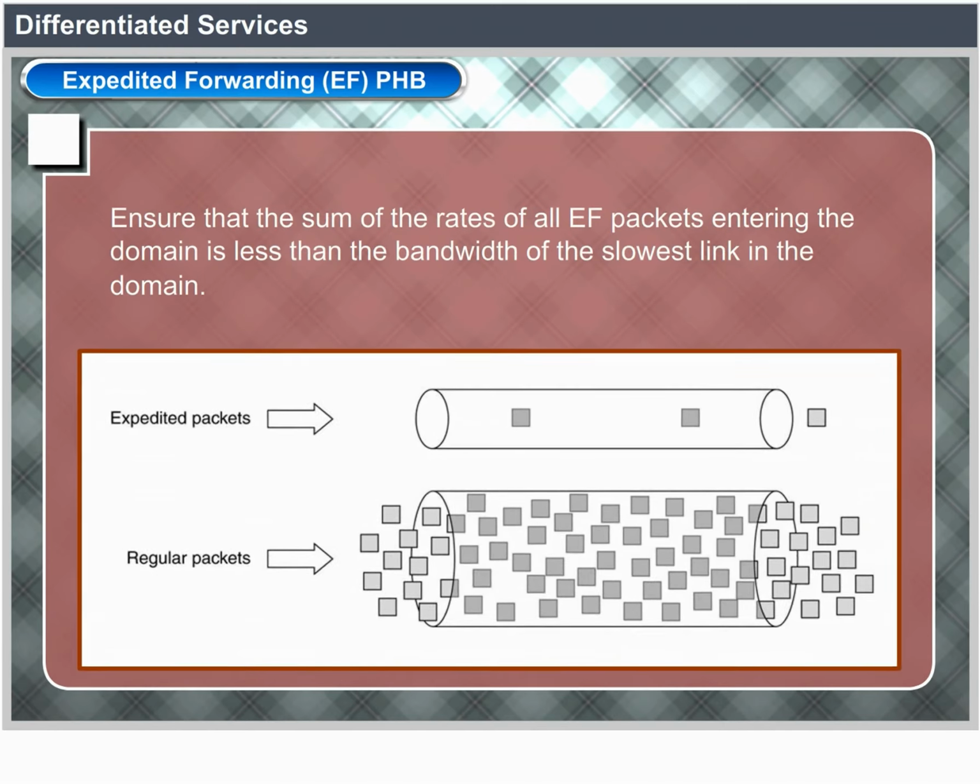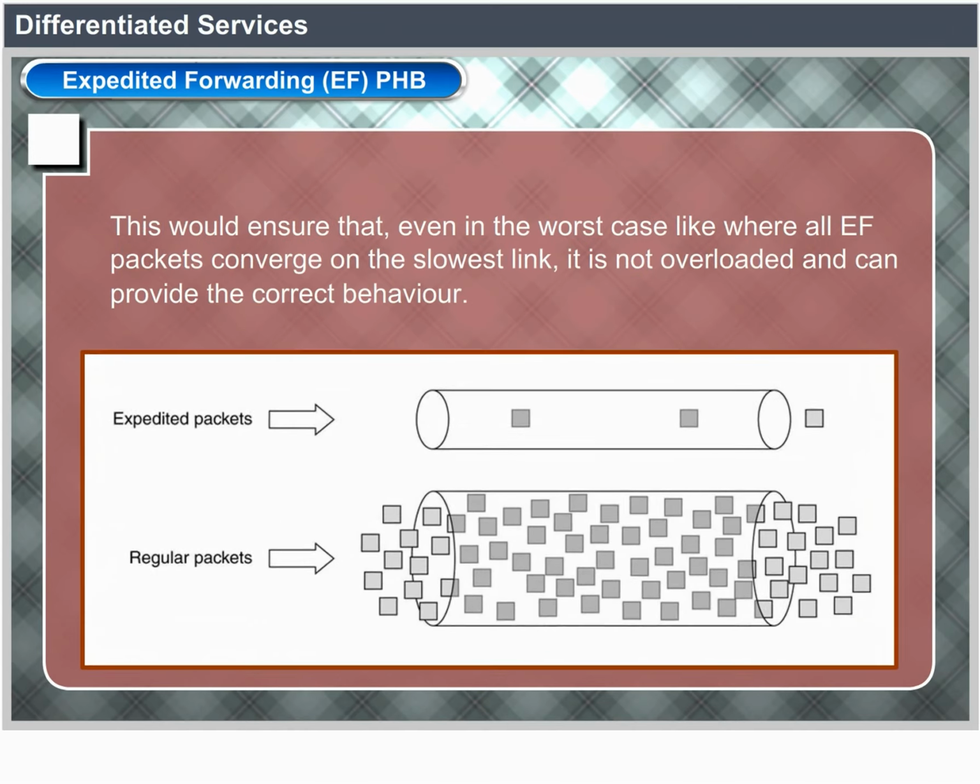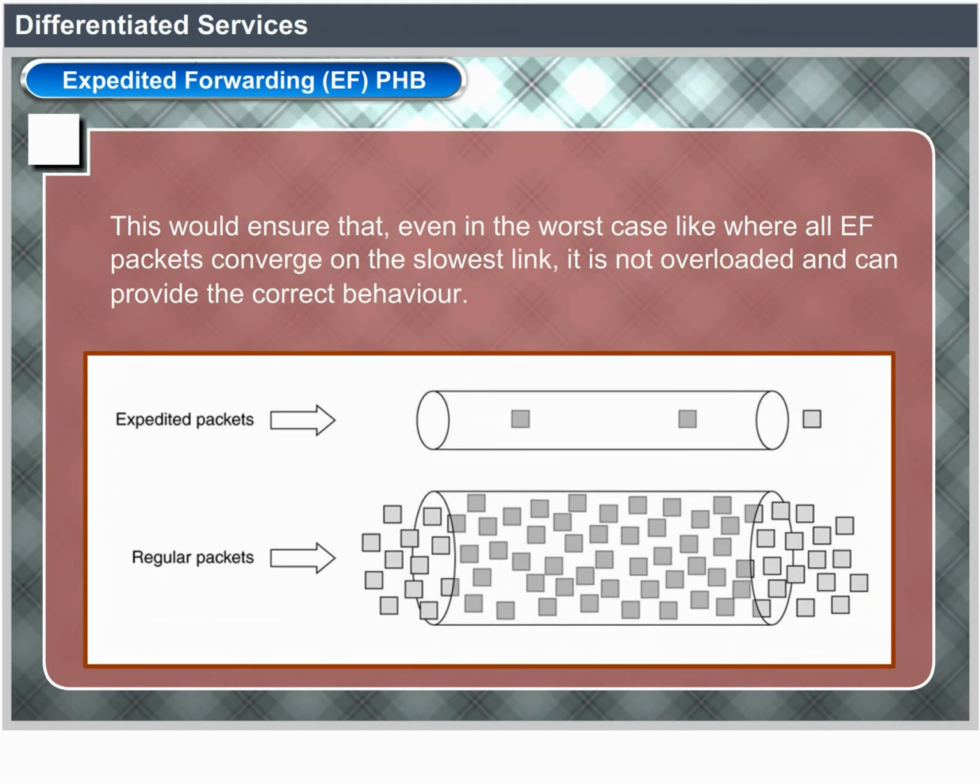Ensure that the sum of the rates of all EF packets entering the domain is less than the bandwidth of the slowest link in the domain. This would ensure that even in the worst case where all EF packets converge on the slowest link, it is not overloaded and can provide the correct behavior.